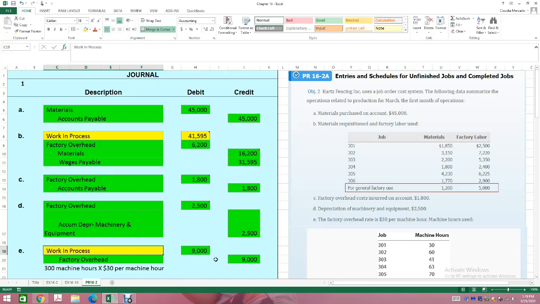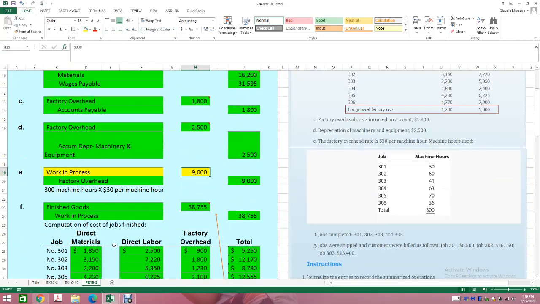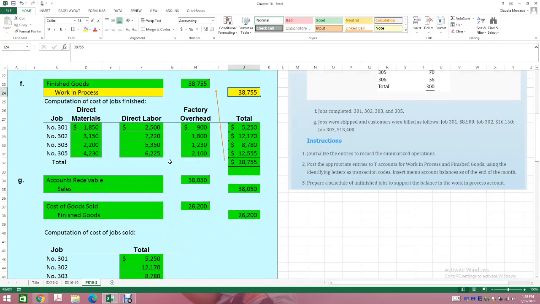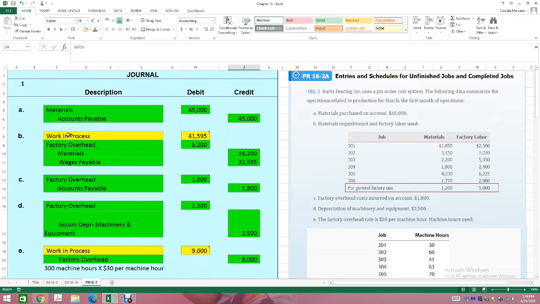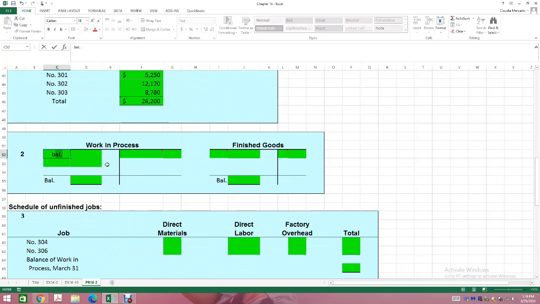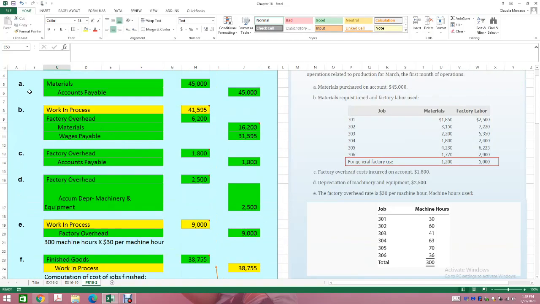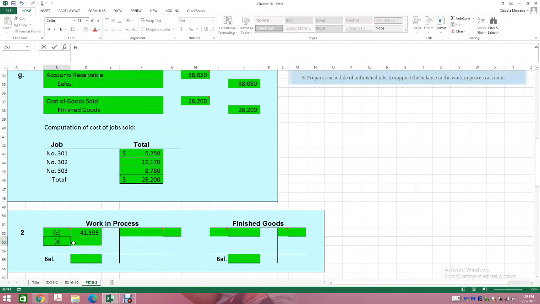Work in process right here. And I believe that is it. We have 3 transactions that deal with work in process. So now we have to copy them over into our T accounts. The first one we have is letter B, a debit of $41,595. The next one we have is letter E, and we have a debit of $9,000.